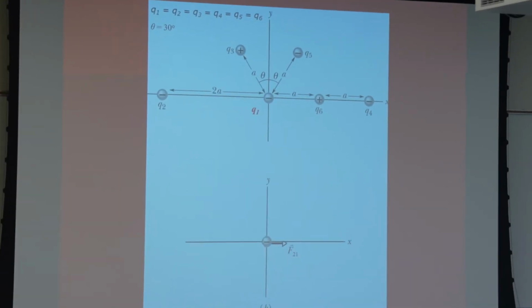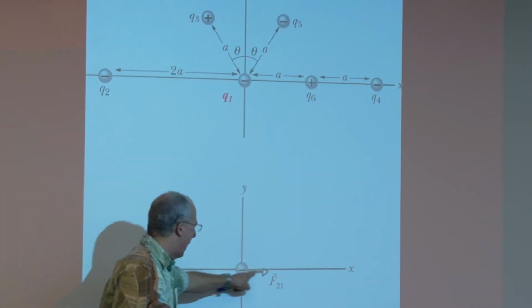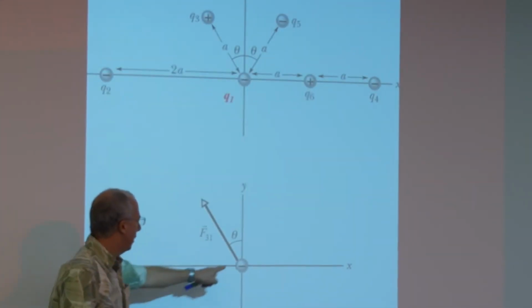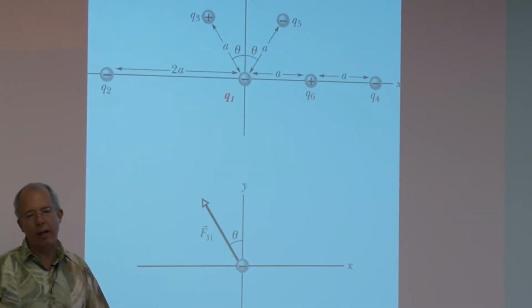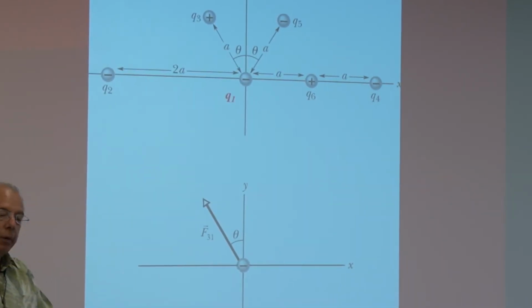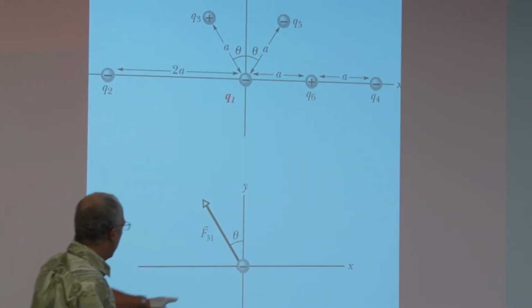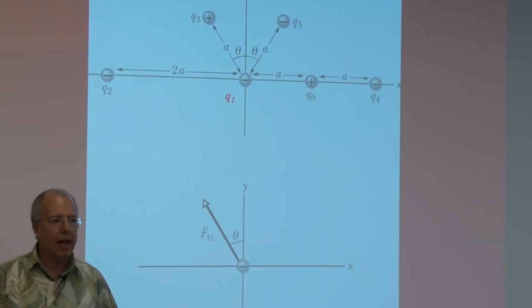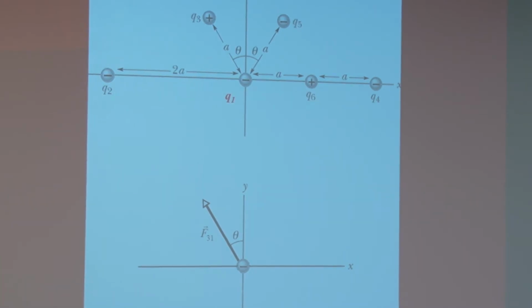Now, this one was nice because it was along the x-axis. This one is not nice because it's not along the x-axis. So in Physics 121, what did we always do with forces that were not along the x-axis or the y-axis? What do you got to do? You could either rotate the axis. Okay, we're not going to rotate the axis.